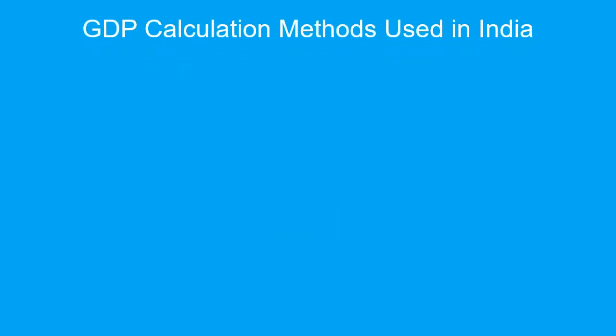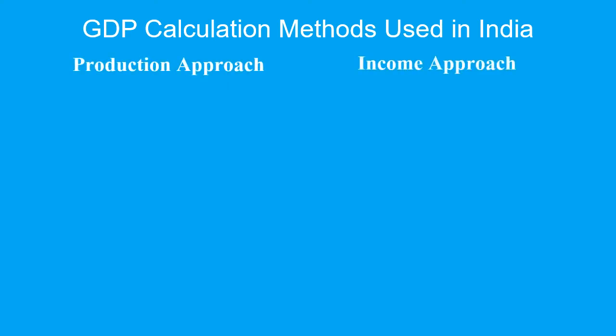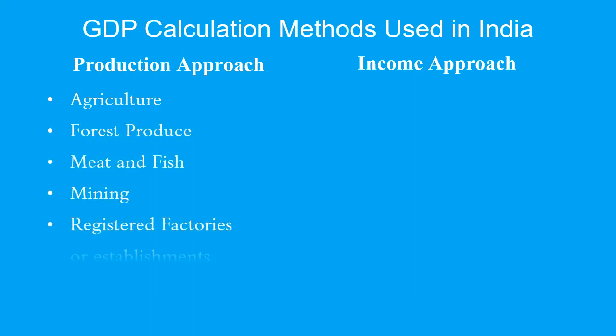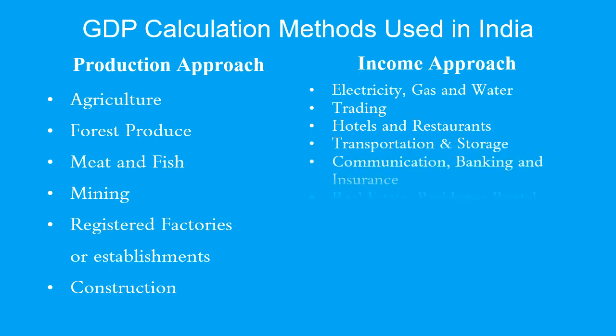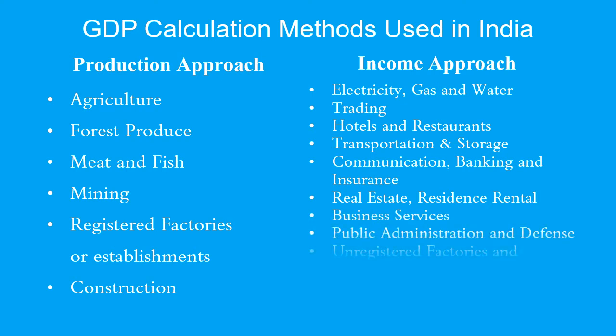In India, we use a mixed, or hybrid method, where we calculate the GDP for output of farm, forest products, meat and fish, mining, and those of factories or establishments registered under the Factories Act, and for the construction sector, by using the production approach. While for utilities like supply of electricity, gas, and water, trading, hotels and restaurants, transportation, storage, communication, banking and insurance, real estate, residential rental, business services, public administration, defense, and all other services, we use the income approach.